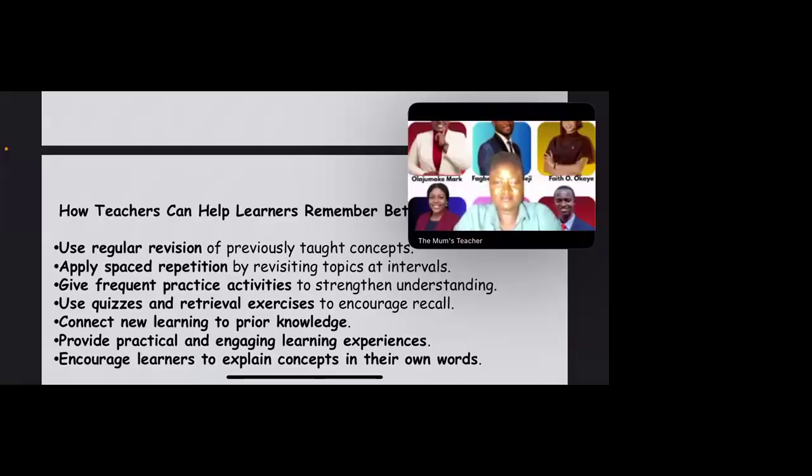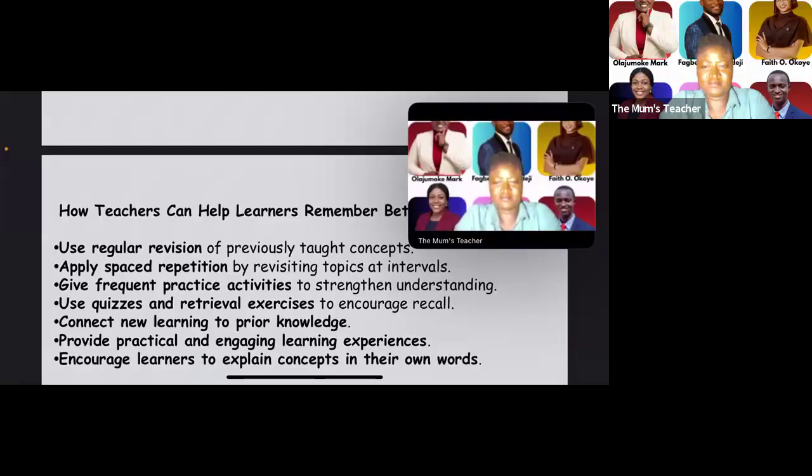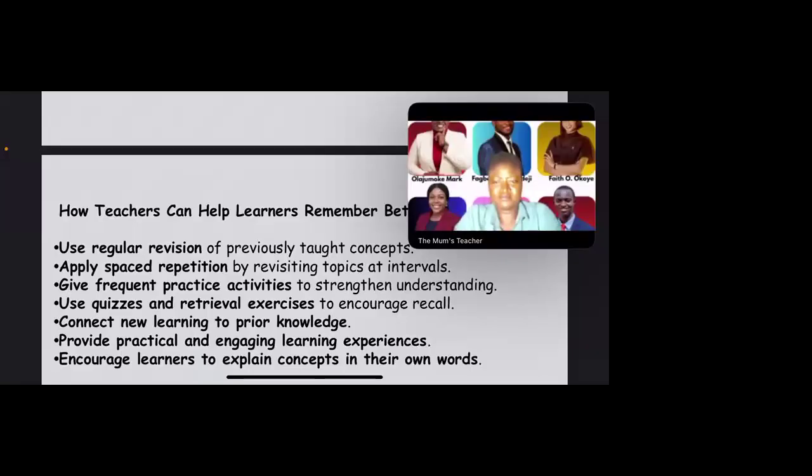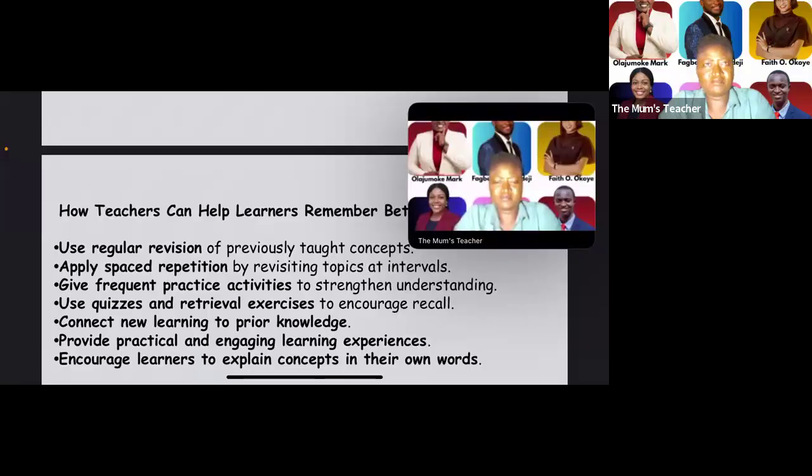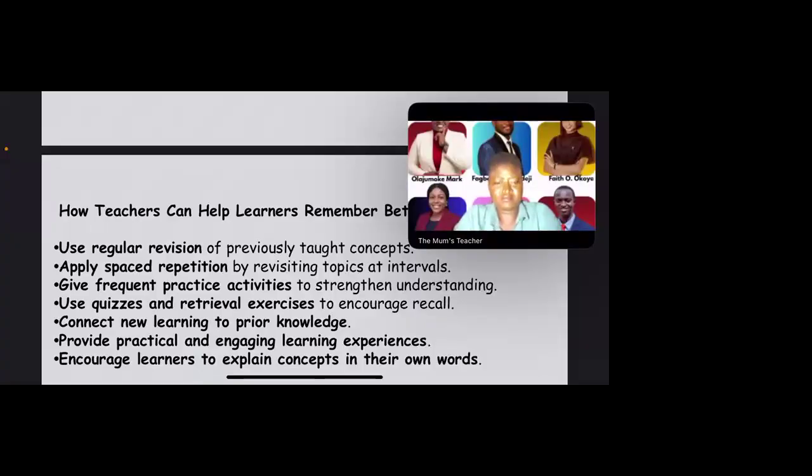Don't just give questions from one dimension. For example, you have taught simple interest. They know how to find simple interest. You can also tweak it. How about if your interest is given and you're looking for your principal? What do you do? If you are given principal, interest and time, and you're looking for rates, what do you do?